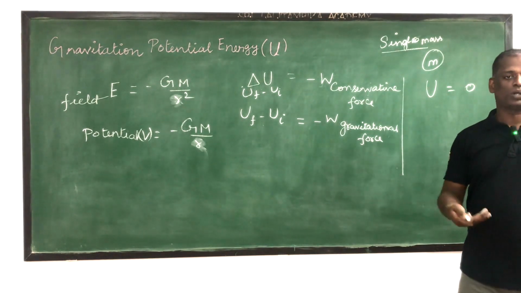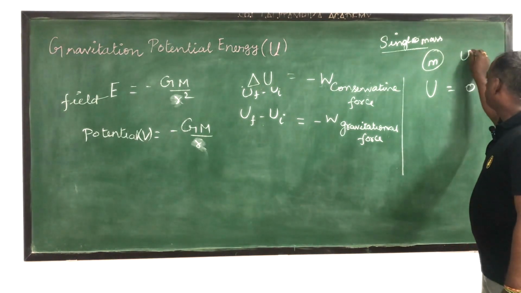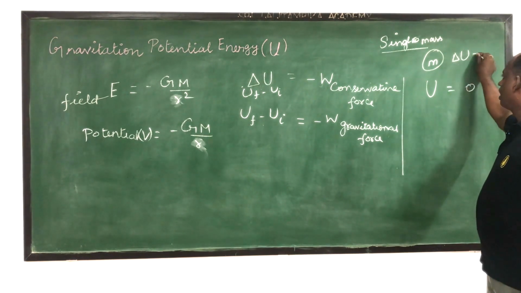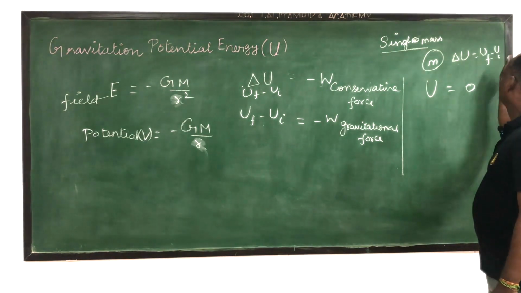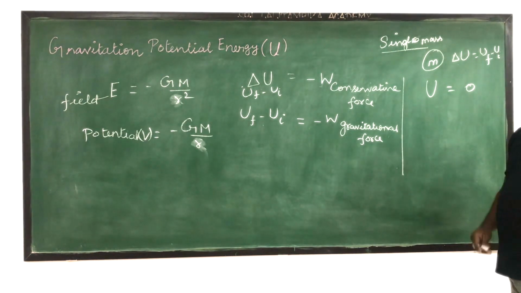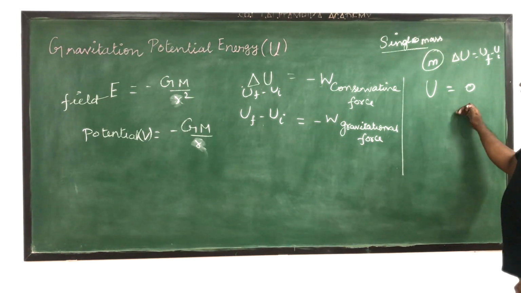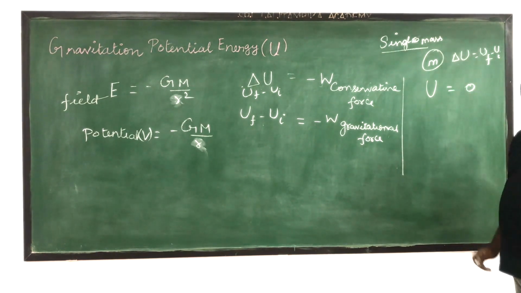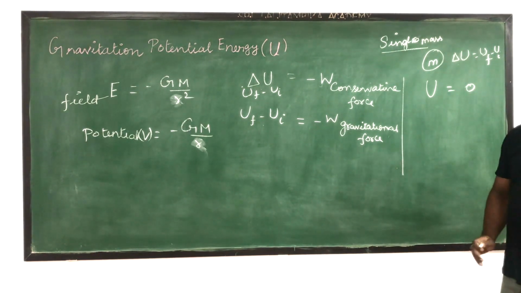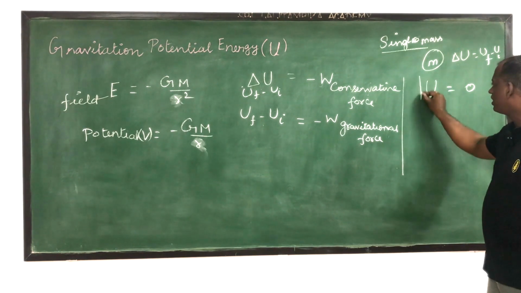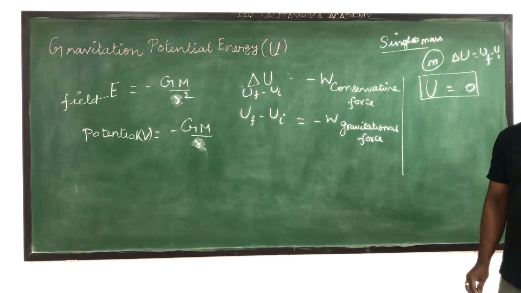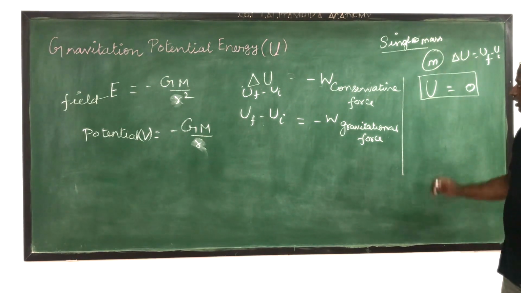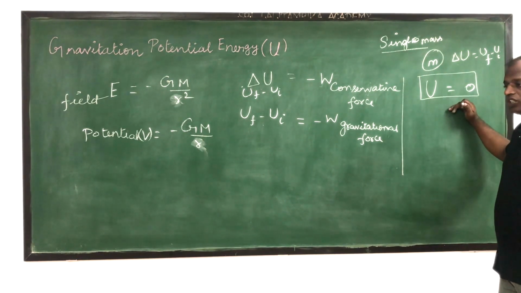அதாவது change in potential energy தான் நம்ம சொல்லுவோம். It should be delta U. அப்ப delta U னா UF minus UI. ஃபைனல் இருக்கும், இனிஷியல் இருக்கும். அப்ப ரெண்டு மாஸ்க்கு தான் நம்ம வந்து பொட்டன்ஷியல் எனர்ஜி கண்டுபிடிக்க முடியும். If it is a single mass, the potential energy is equal to 0. So இதுதான் நம்ம potential energy is equal to 0 ன்னு சொல்றோம்.